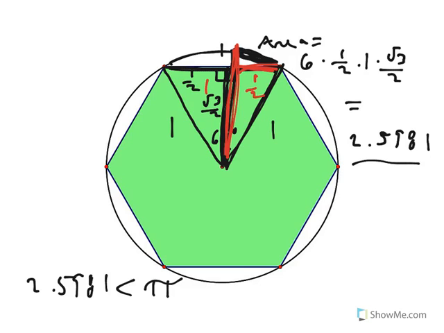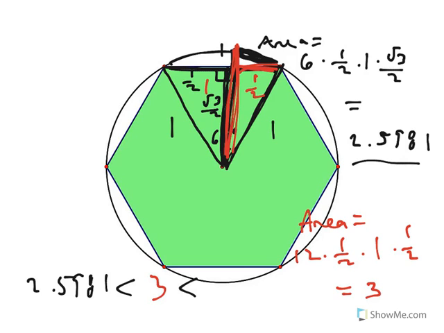So for the dodecagon, the area is 12 times 1/2 times the base I'm going to use, which is 1, times 1/2. And that becomes 3. So the area of the 12-sided figure is 3, and now I have an even better approximation for pi. I could say pi is bigger than 3. It's also bigger than 2.5981.